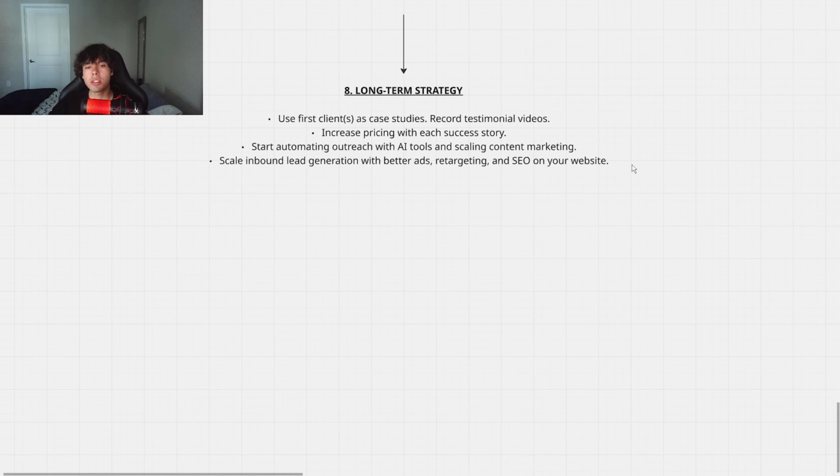But what do you do after you have a lot of clients and you can manage all of them? The long-term strategy here is you're going to use your first clients as case studies. You're going to record testimonial videos, and you're going to be increasing the price with each success story. You're going to start automating outreach with AI tools and scaling content marketing. You can even hire someone to market the content for you once you're making enough money. And you want to scale inbound leads, which again is people reaching out to you, with better ads, retargeting, and SEO on your website. So yeah, that's pretty much how I signed my first client.